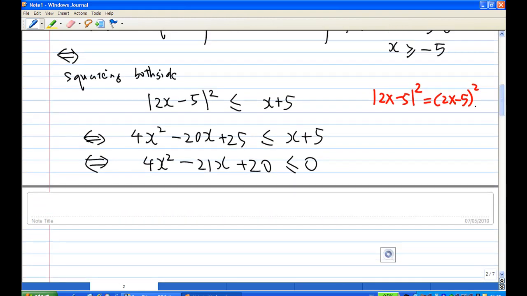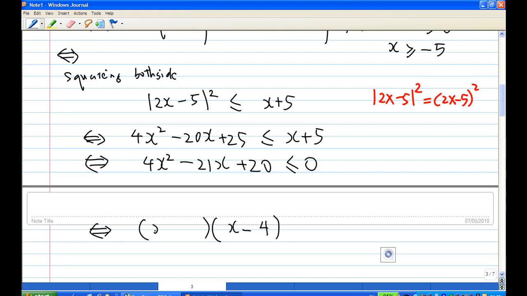Now continue with the factorization. Okay, so let's try trial and error. So we may want to try x minus 4 and 4x minus 5. Let's try whether this works or not. So you have 4x minus 5. So minus 5x minus 16x gives minus 21x. Yes, this works here. So you factorize, right? You find that you have this inequality.